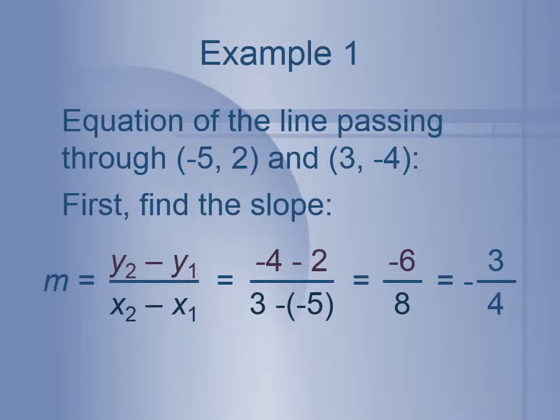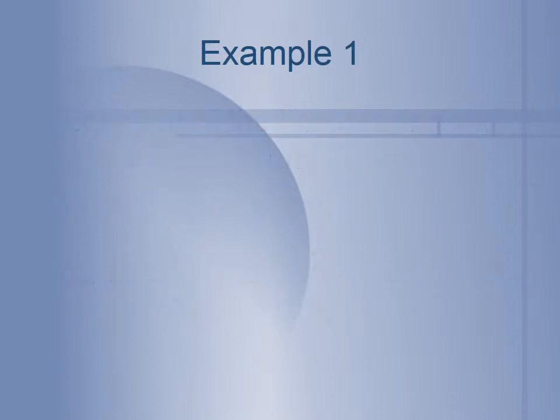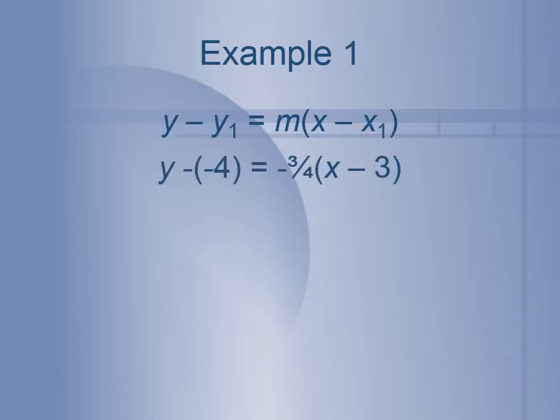And now that we have an m and we have a point, we can use our point-slope form: y minus y1 equals m times x minus x1. So the -3/4, our m, is going to go in for m, okay? And then we're going to choose the point (3, -4) to be our x1 and our y1. So we're going to substitute those. So we have y minus -4 equals -3/4 times x minus 3. So notice we still have a y and we still have an x.